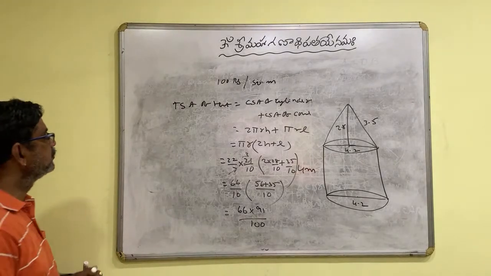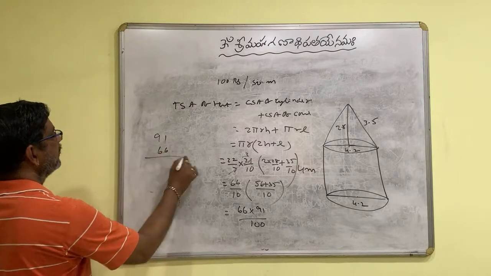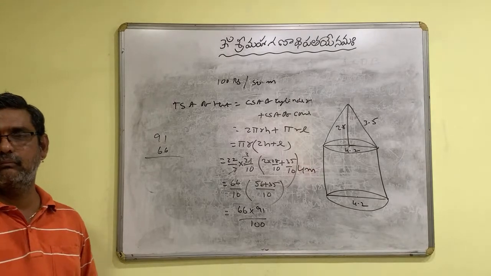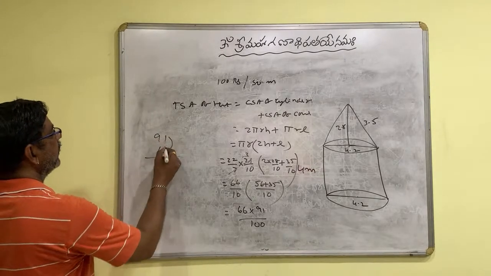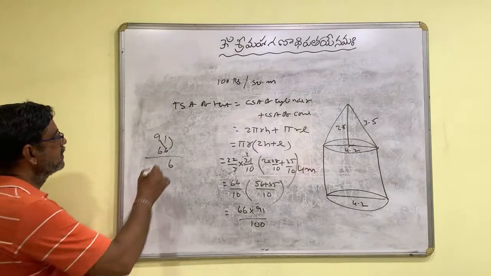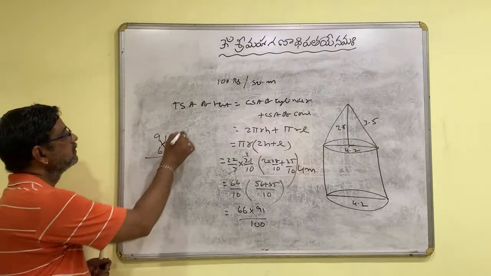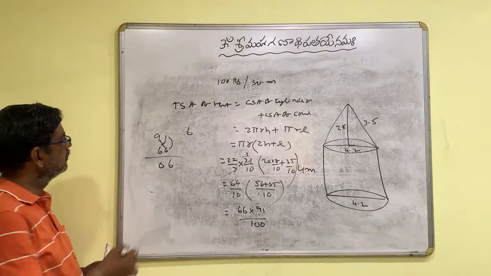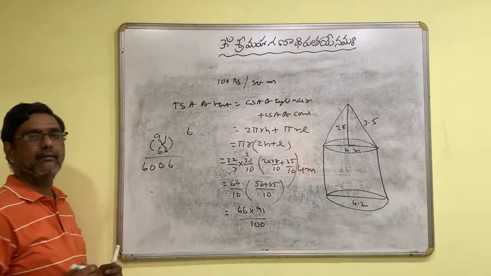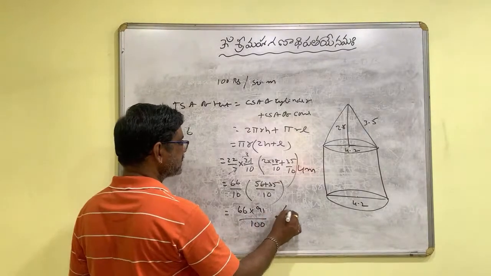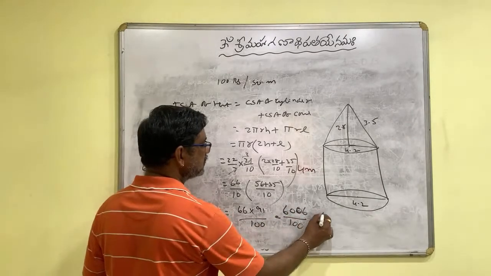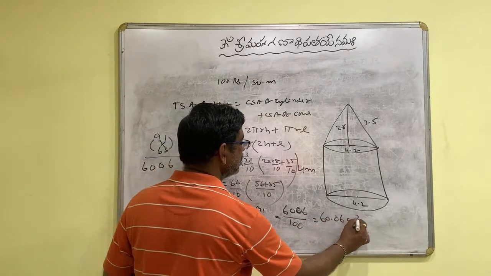See, now 66 into 91. 1 6 are 6. Now cross: 54 plus 6 is 60. 6 here, 0. Again, 9 6s are 54, 54 plus 6 is 60. So 6006 by 100, which is 60.06 meter square.